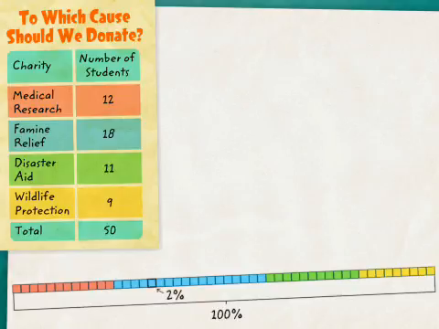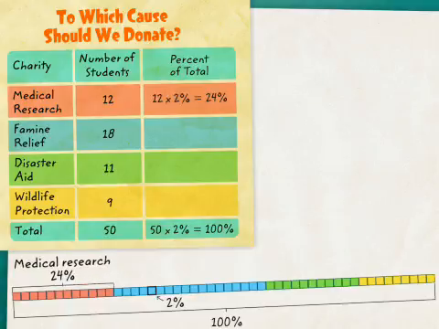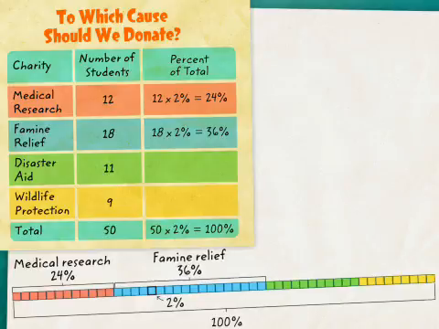So, to calculate the percent of the whole that each color represents, Chris multiplied the number of squares by 2. 12 times 2 is 24. So, medical research represents 24% of the whole. 18 times 2 is 36. So, famine relief represents 36% of the whole.